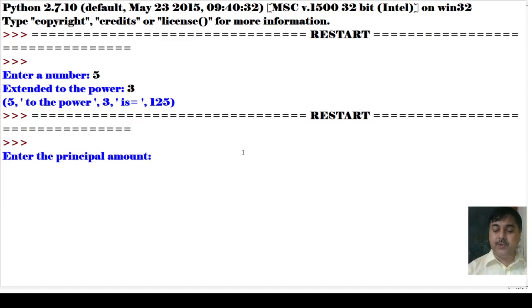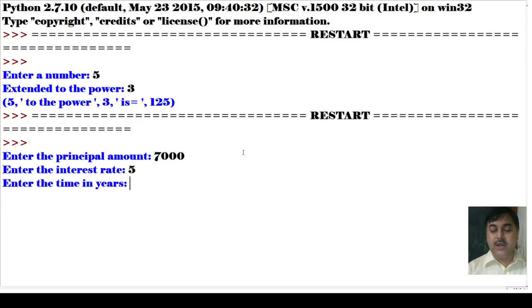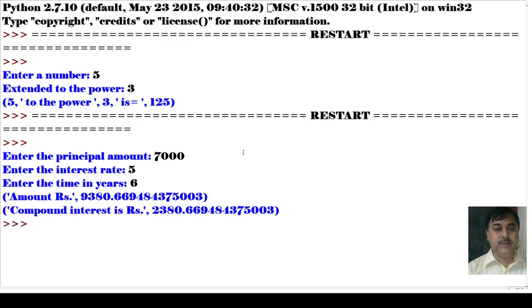Enter the principal. Suppose principal I am giving 7,000 rupees. Interest rate suppose 5%. Year suppose 6 years. See here, amount is this, and compound interest is this. So interest is 2380.69 and so on. That means why it came, because I have given a decimal point number, the amount total is added with the principal.